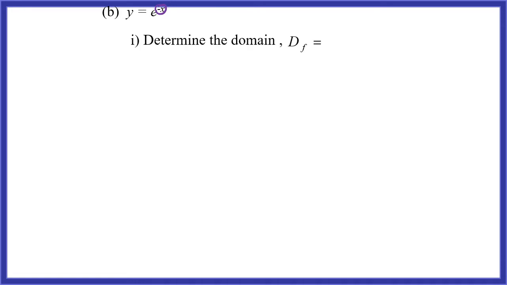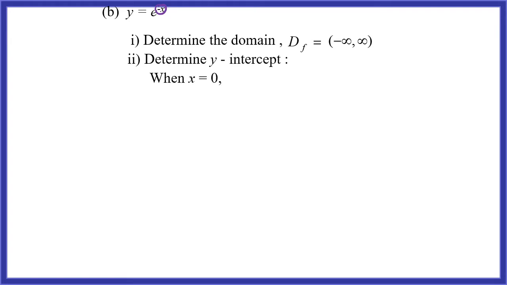So first, determine the domain. It is always negative infinity to infinity for exponential. And then the next step is to find the y-intercept. So when x equals 0, y equals e to the power of negative 0, which is e to the power of 0, equal to 1. So we have the intercept at (0, 1).